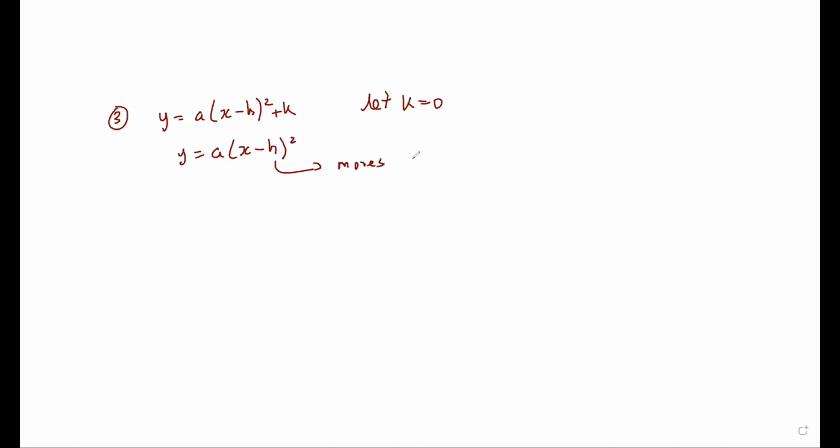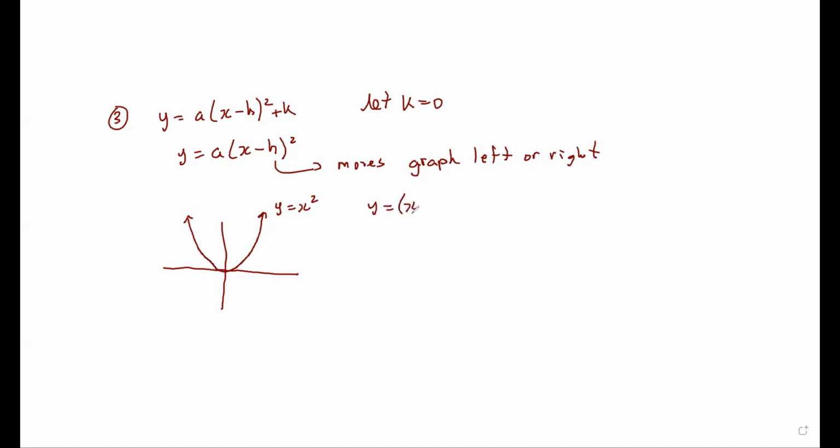Moves graph left or right. So I'll do a few examples here. Let's start off with your simple y equals x squared. So that's the basic graph, y equals x squared. But then we might have y equals (x minus 2) squared. And what we can do is put a plus 0 on the end. So the vertex of this graph would be (2, 0).